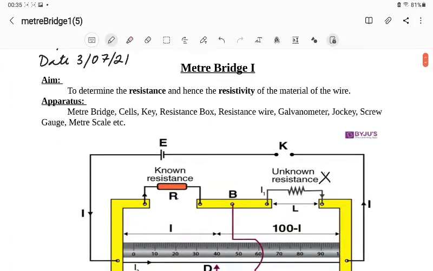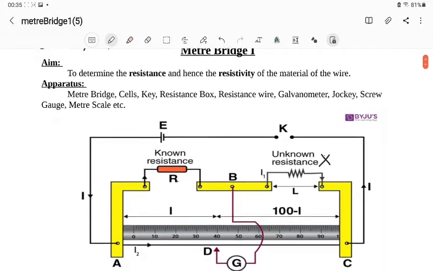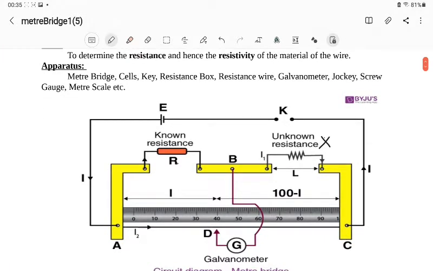So our aim is to find the resistance of a wire. So wire will be given to you and you have to find the resistance of that wire and its resistivity. Okay, so what are the apparatus we need? Here we will use meter bridge, cell.